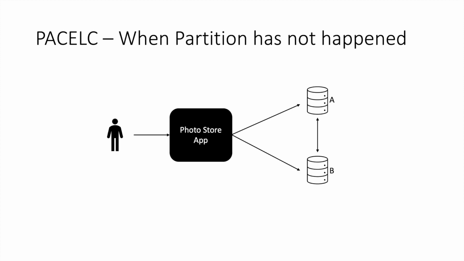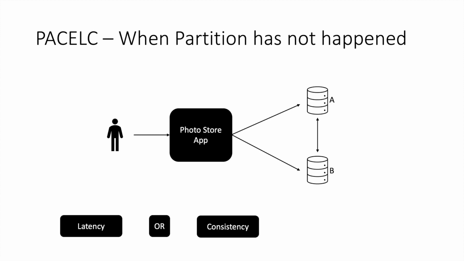Let's talk about a slightly modified version of the CAP theorem. The CAP theorem comes into the picture when a partition has happened. In that situation, you will choose between consistency and availability. So what happens when there is no partition? This is the case we are going to talk about. When the system is behaving normally, in that situation, you have to choose between latency or consistency.